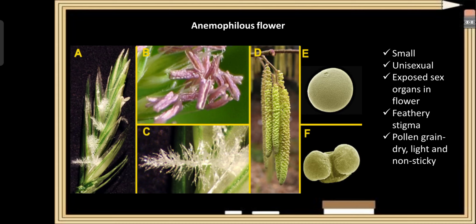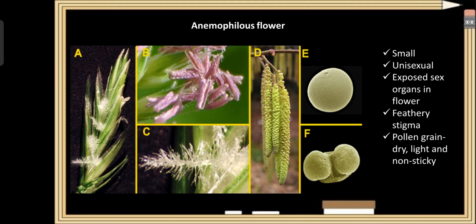If you take the stigma of the gynoecium, it is feathery in nature, and the anther always produces pollen grains which are dry, light and non-sticky in nature. So how does the anemophilous flower look? The anemophilous flowers are small, they are unisexual, they have exposed sex organs, the androecium and gynoecium are freely exposed, the stigma is feathery, and the pollen grains are dry, light and non-sticky in nature.